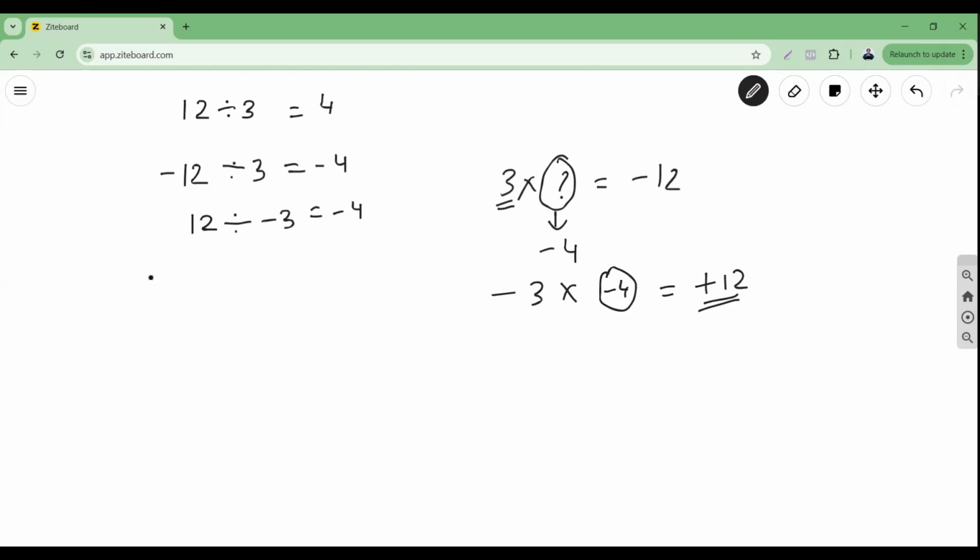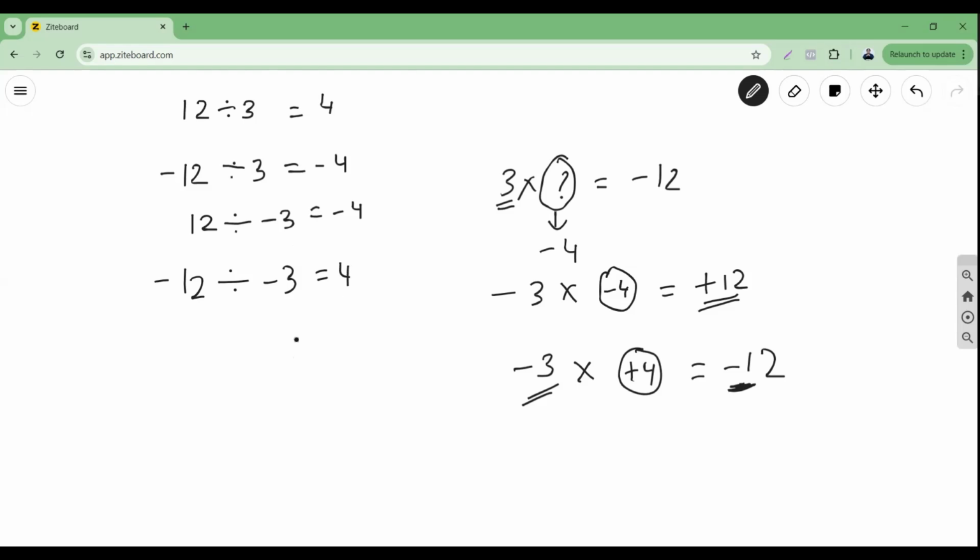Similarly, for negative 12 divided by negative 3. Same way, what if I multiply with negative 3? Will I get a negative 12? Because the answer is negative, only one of the integers should be negative. Already this is negative, so I don't need a negative number here. So it's a positive 4 that will come as the answer.